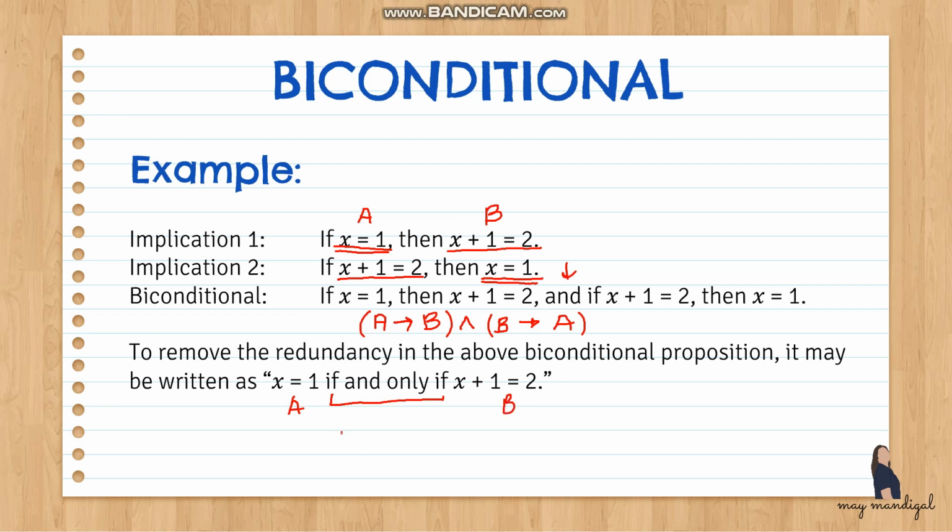And then we have x equals 1 if and only if. For if and only if, we use arrows, a two-way arrow, and then x plus 1 equals 2, or B. So A if and only if B. That is how we write biconditional statements or propositions.